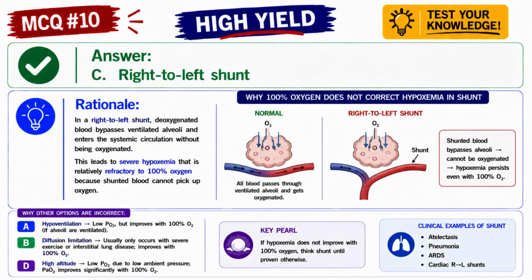Pulmonary circulation. Low pressure, low resistance. Normal mean PA pressure, approximately 15 millimeters of mercury. Right ventricle is not designed for systemic pressures. West zone 3. Greatest blood flow in upright patient. Gravity increases perfusion at the lung bases. Right to left shunt. Hypoxemia refractory to 100% oxygen. Shunted blood bypasses alveoli entirely, the defining clinical feature.